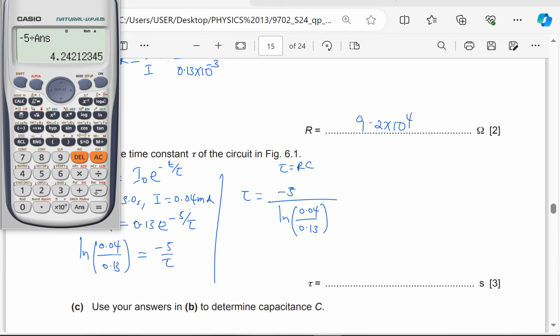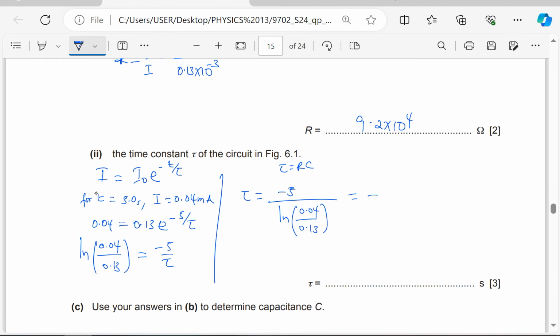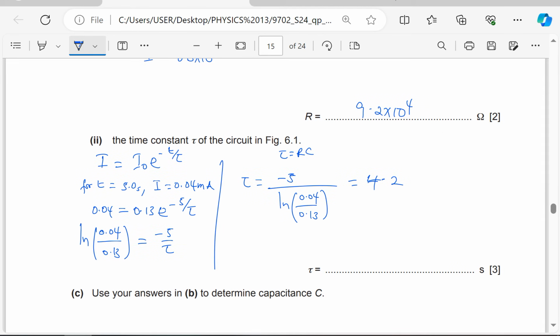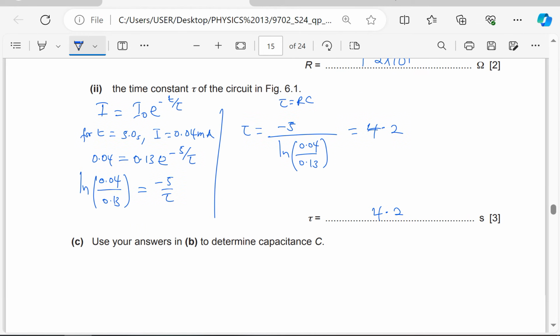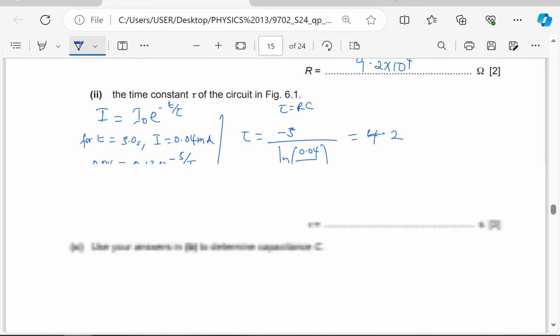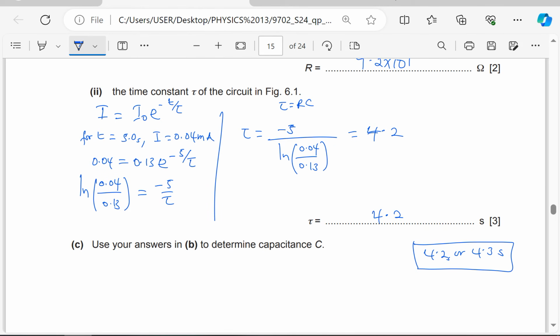So this is giving me negative 4.2. So this is negative, it's not negative, it is 4.2. So my answer here is going to be 4.2. So depending on the points you choose, the examiner will determine the tolerance, but I think the answer would be between 4.2 or 4.3 seconds. Any of those, 4.2, 4.3 seconds, depending on the value you choose from the graph. The tolerance could be around that value. The examiner determines the tolerance.